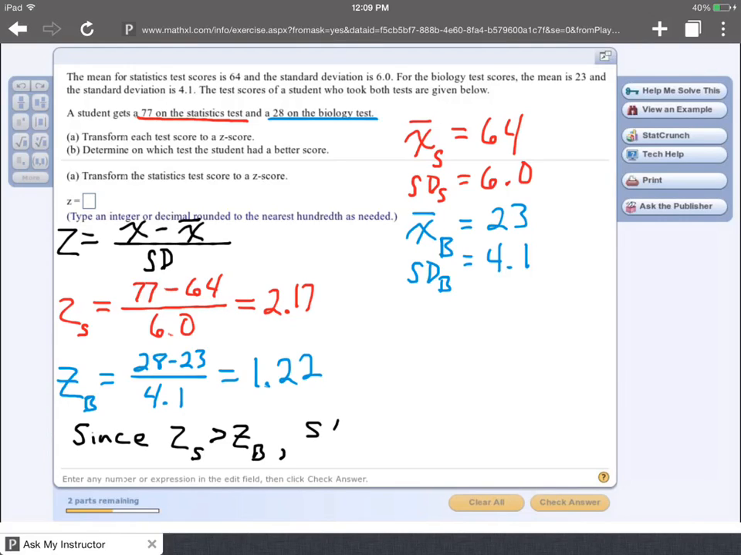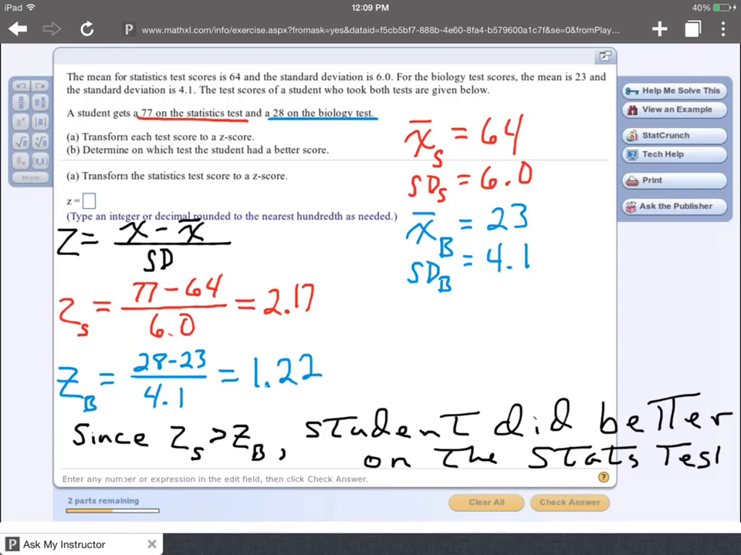Next, consider the fact that the z-score for the statistics test is greater than the z-score for the biology test. What this means is that the spread from the mean of the statistics test is greater for this student than it is for the biology test. In other words, the student did better on the statistics test than the student did on the biology test.